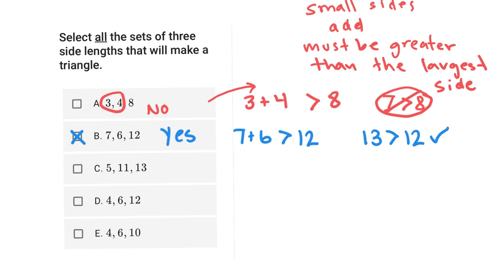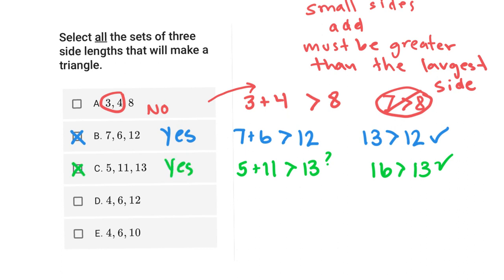The next one, 5 and 11 are the 2 smallest sides, so is 5 plus 11 greater than 13? We're not sure. Well, we can go 5 plus 11 is 16. 16 is greater than 13. So this would definitely be a triangle.